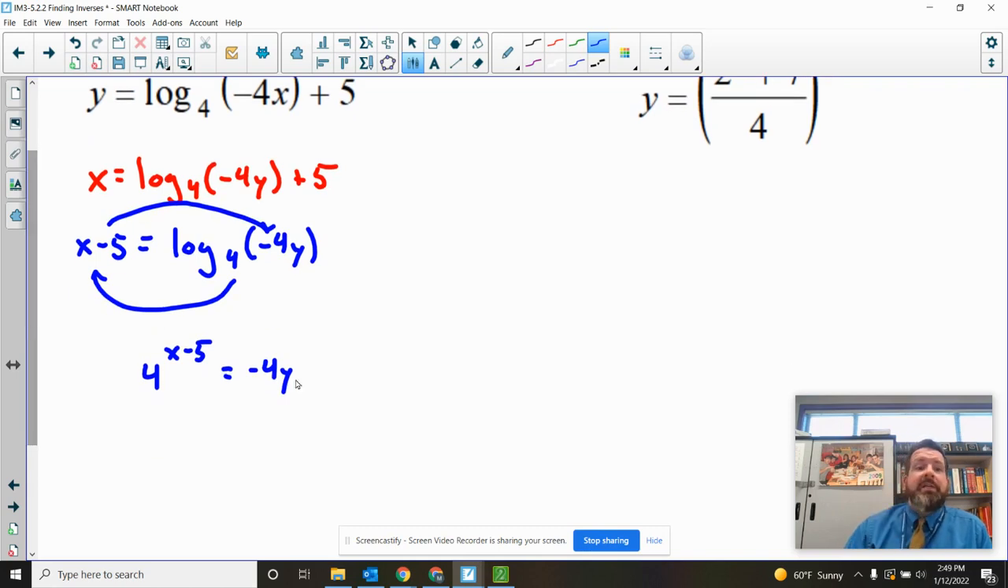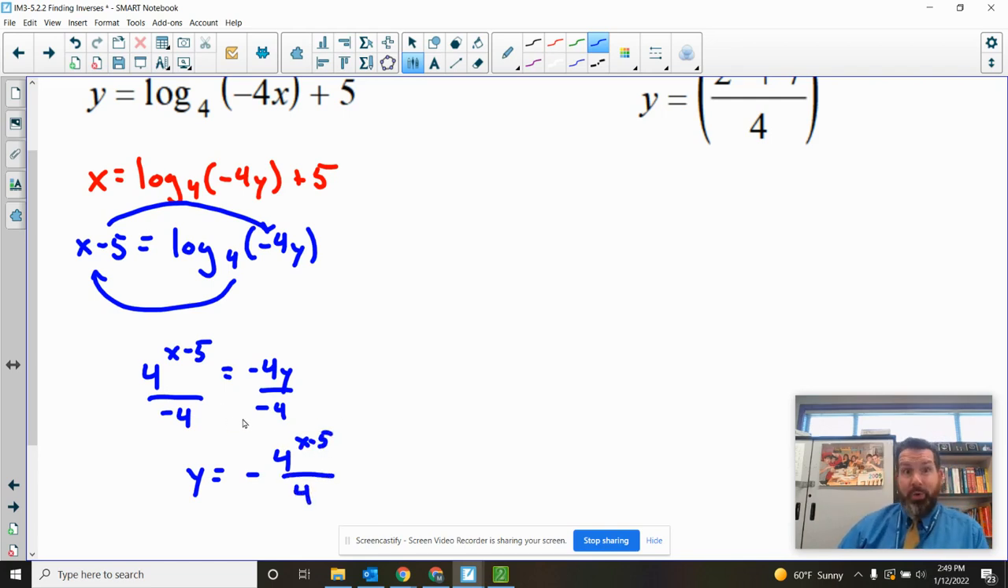And then to finish, divide both sides by negative 4. And so here we go. Y equals negative 4 to the x minus 5 over 4. That's not the only way to write this, but we won't get into the algebraic tricks you can use to simplify that. We'll just leave that as it is for now.